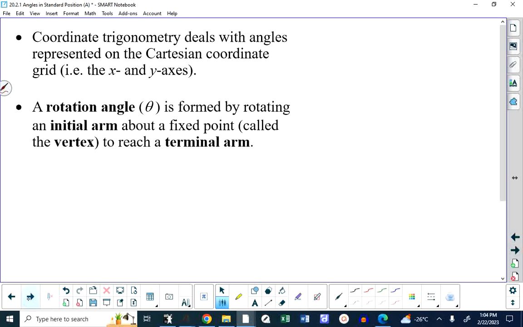A rotation angle, theta, is formed when we take an initial arm and we rotate it to some final position. So forget about the diagram in your textbook. Just look up here. If this is the initial arm, a rotation angle can be found by rotating it to a different position. And however many degrees I rotate it through, that's the rotation angle.